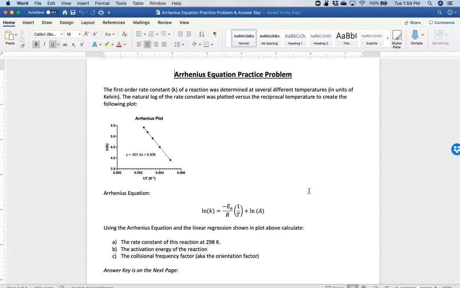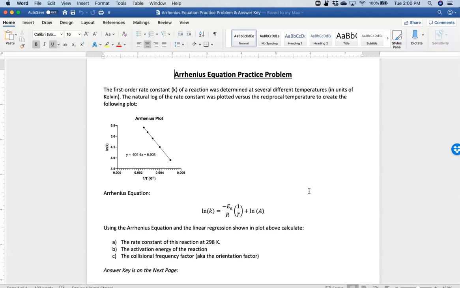So what I'm going to do is walk you through attacking some Arrhenius equation practice problems. So let's read through some stuff. I already have the answer key typed up. It's already uploaded to ECLearn, but I'm going to use this video to help walk you through the answer key if you're having difficulties interpreting what I've written. So let's read through what we have here.